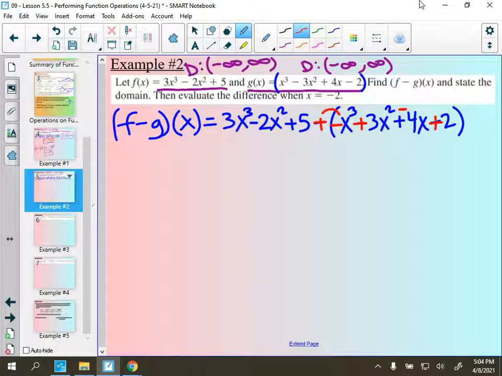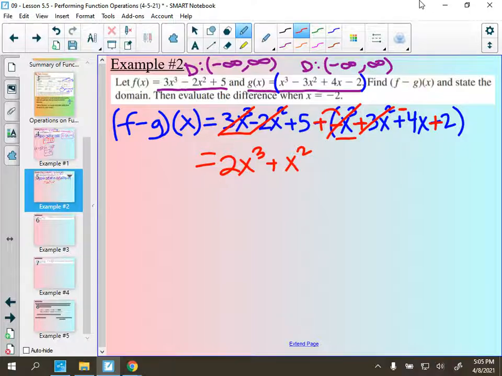So we can get our resulting function, our new one. Let's see, what do I have to combine here? This 3x to the third minus my x to the third, so 2x cubed. Whoops, almost wrote squared. Cubed. Then what do we have? A negative 2x squared plus 3x squared is positive just 1x squared.